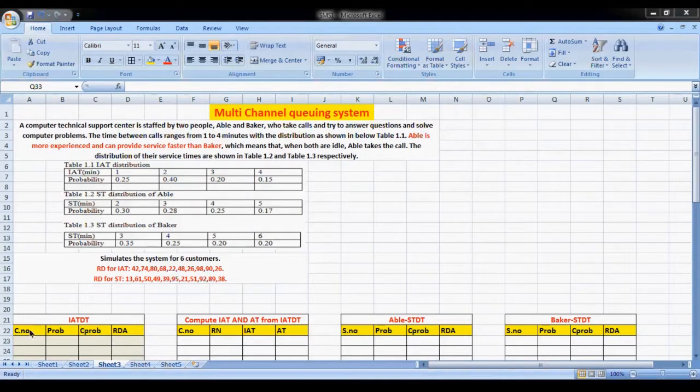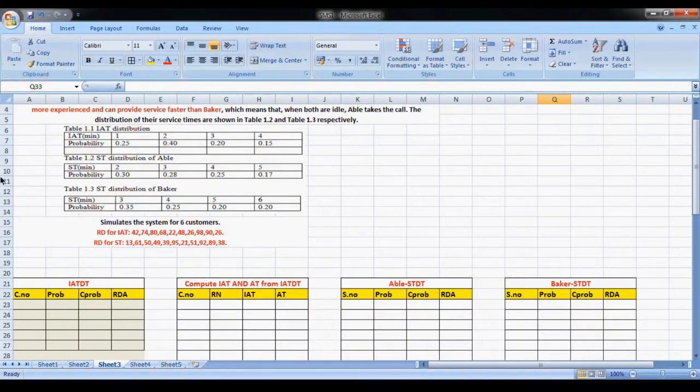So first we need to go for the interval time distribution table, which is given in table 1.1. I will write it as it is: customer number 1, 2, 3, 4, and its probability values are 0.25, 0.40, 0.20, then 0.15. The cumulative probability for the first is 0.25, for the second it is 0.25 plus 0.4, which gives 0.65, then 0.65 plus 0.2 gives 0.85, then 0.85 plus 0.15 gives 1.00.